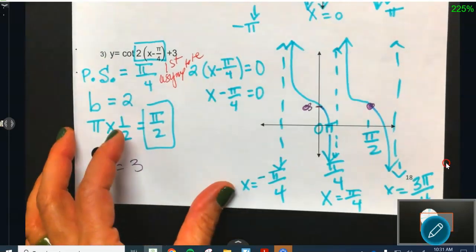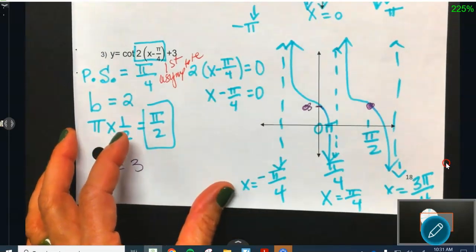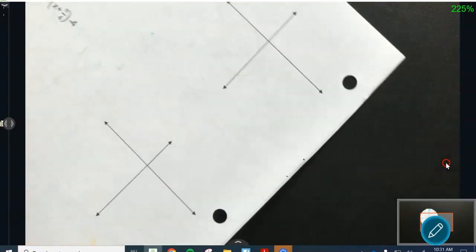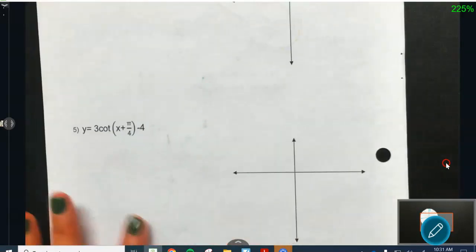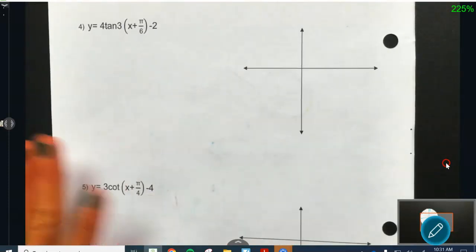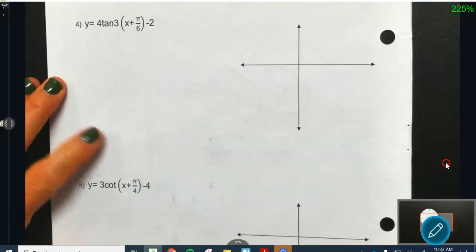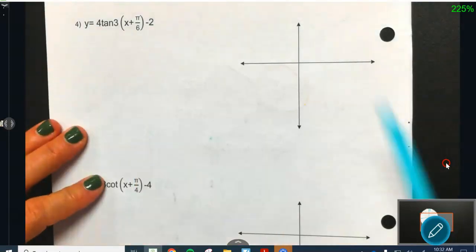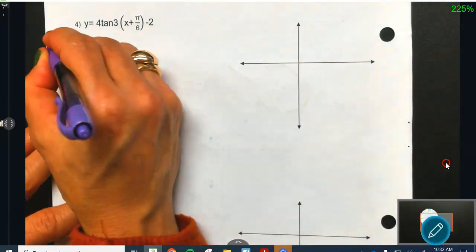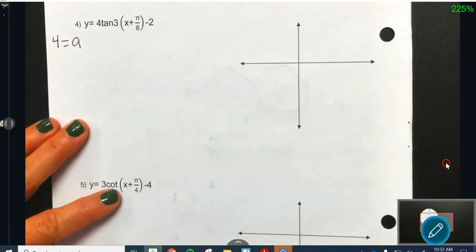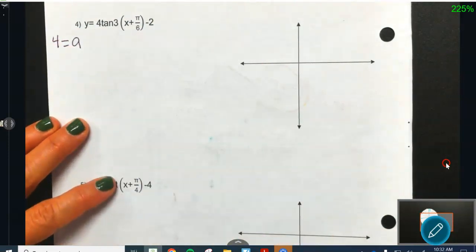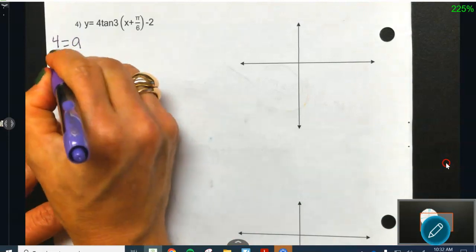Okay, look. Let's see what's going on here. Let's look at number 4. Take a deep breath. Wipe the drool off your chin. This is the last one we're going to do. All right, look. What does all this stuff mean? Remember, 4 is a vertical stretch. There's no such thing as the amplitude because it doesn't make waves.